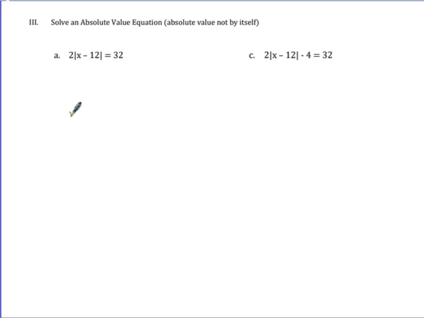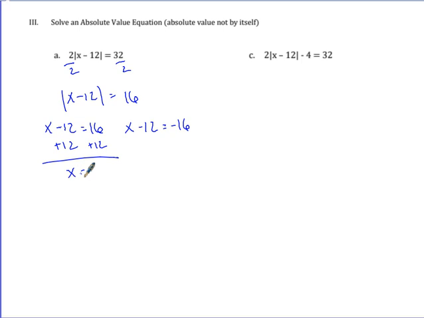Okay, when you're solving absolute value equations, the absolute value part has to be by itself before you set up your two equations. So like if I took this one, I would need to divide by 2, divide by 2. So now I have the absolute value of x minus 12 equals 16. And then I can set up my two equations, x minus 12 equals 16, x minus 12 equals negative 16, and solve from there just like normal. So I'm going to add 12. x equals 28, and if I add 12 to both sides here, I get x equals negative 4.